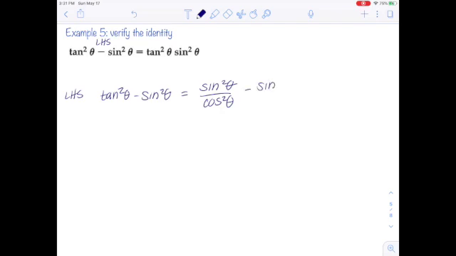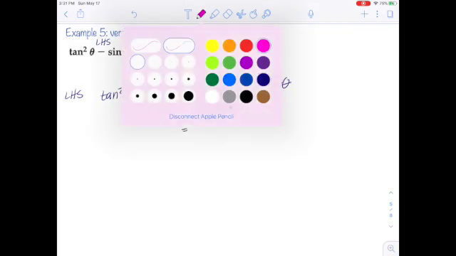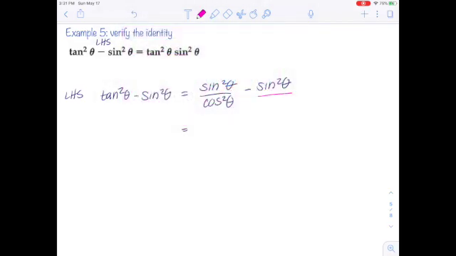and minus sine squared of theta. Now I'm like, well, I could combine those fractions, so let's multiply by a common denominator of cosine squared theta, so I can combine into one fraction, and that would leave me with sine squared of theta minus sine squared theta cosine squared theta divided by cosine squared of theta.